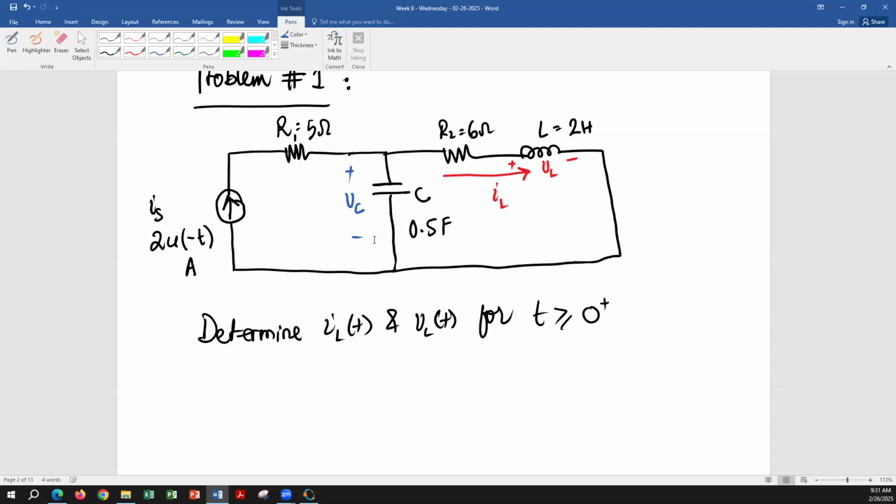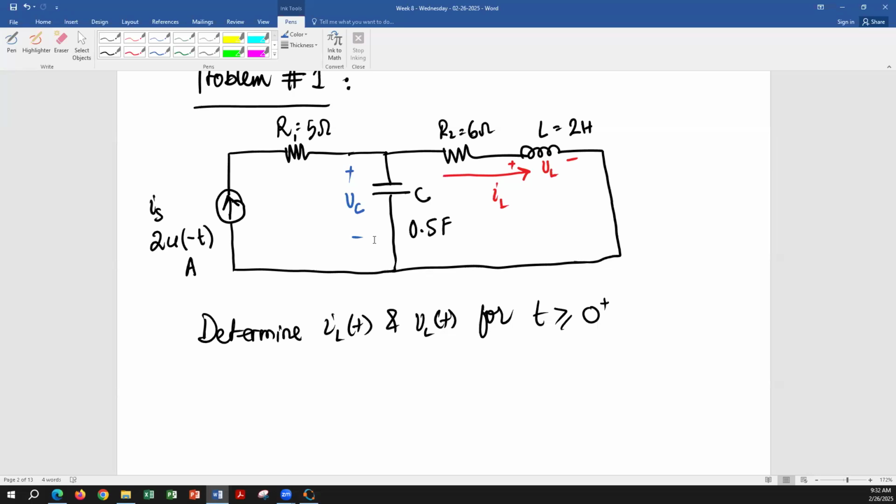Also realize that if there's an open circuit, and there's no current flowing through a component, a resistor or something, that resistor is not part of the circuit in that case. Throw that resistor away. So when a circuit like this is given to you and the question is simply to determine iL(t) and vL(t) for t greater than or equal to 0 positive, first you're going to observe that a change is happening, of course.